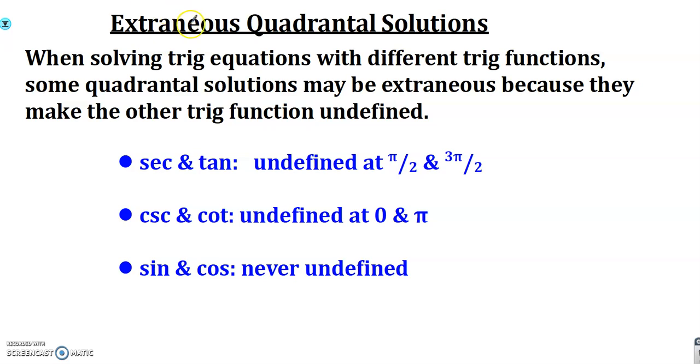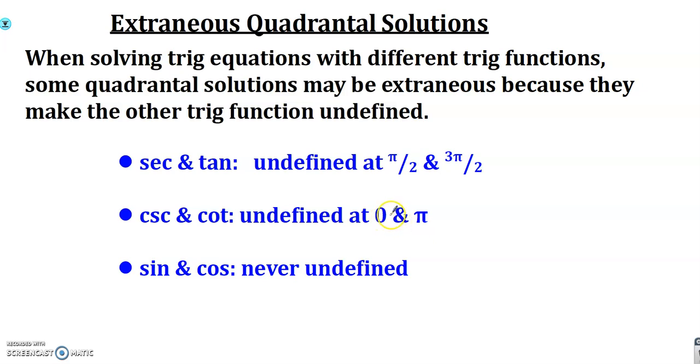Okay. So it's only if it's quadrantal. Okay, so it's only if you get quadrantal solutions and you're solving a trig equation with different trig functions, like this last one had tangent and cosecant. Okay, so when you're solving trig equations with different trig functions, some quadrantal solutions may be extraneous because they make the other trig function undefined. Okay, so like for this most recent example from the tangent equation, I got 0 and pi. But cosecant is undefined at 0 and pi, so that's what made those two answers extraneous.